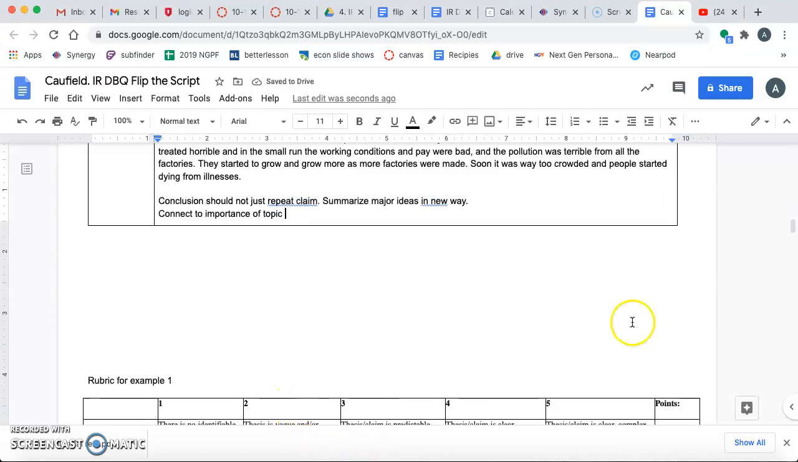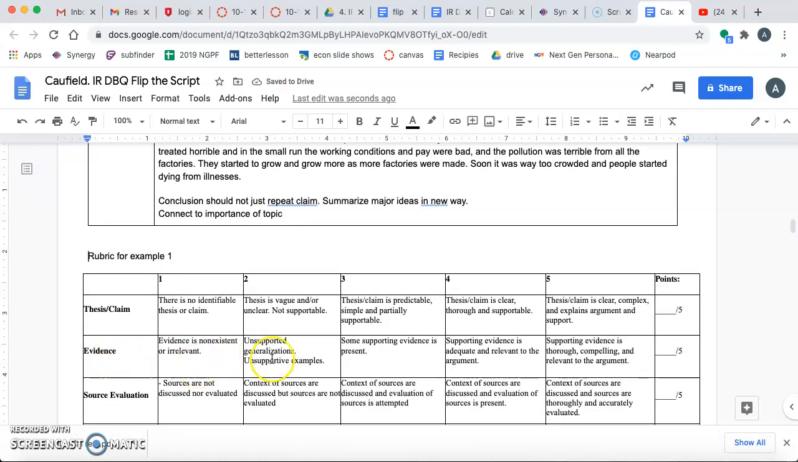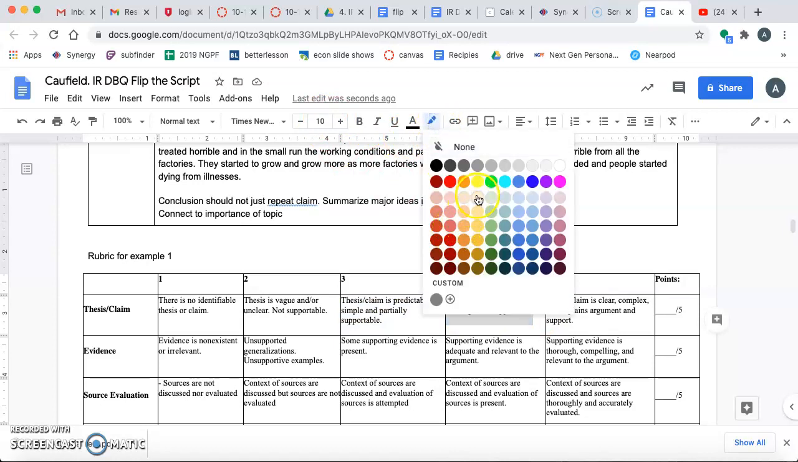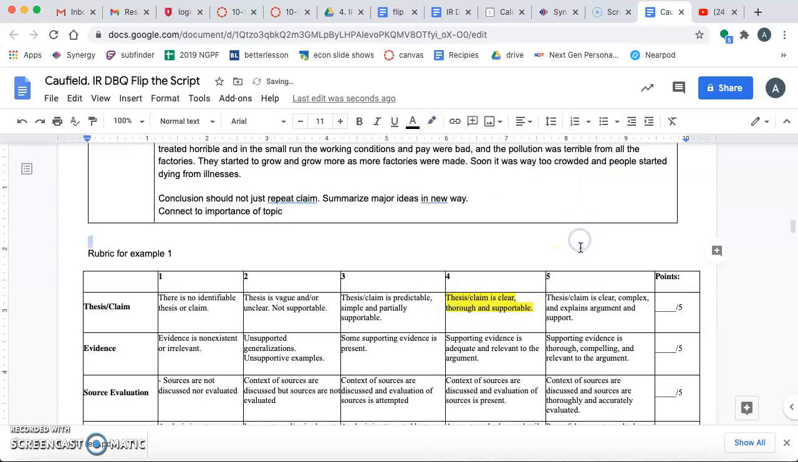So let's go ahead and look at the rubric now, and I'll explain to you why I gave it the scores that I did. So for the thesis and the claim, I gave this person a 4, okay? They did a good job. Their claim is good. They have 2 clear reasons. It's not a 5 though because it wasn't very complex, didn't have a counterclaim, anything like that. So for this one, it is given a 4.